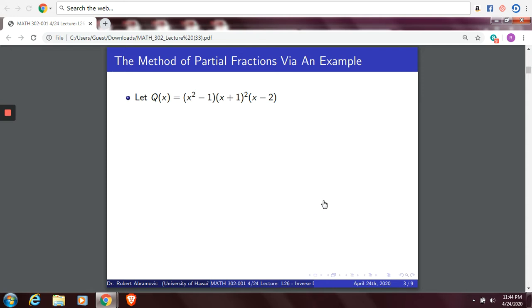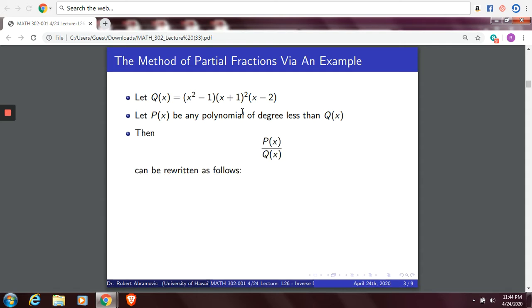So here's an example. I think partial fractions are best seen via an example. Let q of x be this polynomial, x squared plus 1 times x plus 1 squared times x minus 2. Notice it's factored into these factors here. Let p of x be any polynomial of degree less than q of x. Then p of x over q of x can be rewritten as follows.